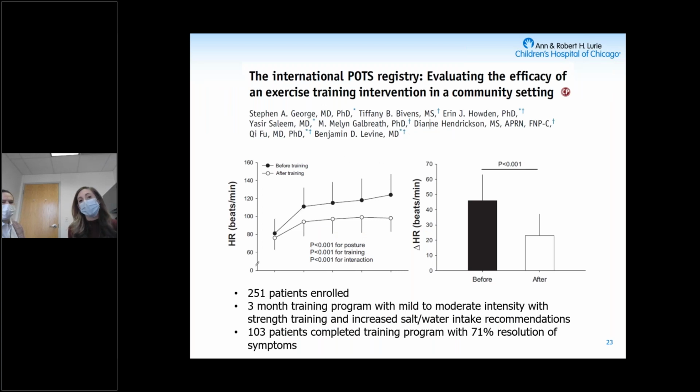There have been many studies that looked at exercise in the POTS population. This study by George et al. enrolled 251 patients. They did a 3-month training program with mild to moderate intensity strength training, and they also increased salt and water intake. And they found that 103 patients in the training program actually had complete resolution of symptoms, which was 71%.